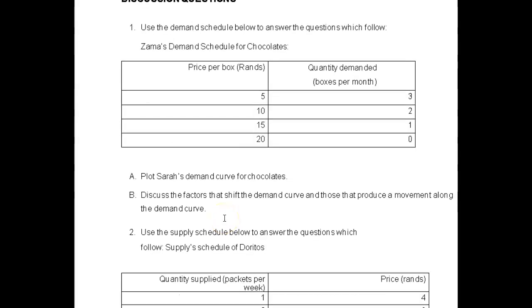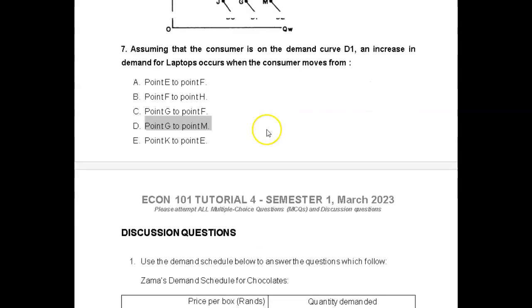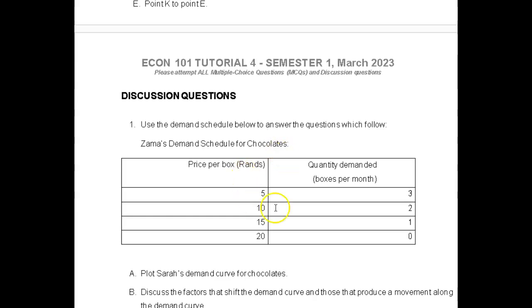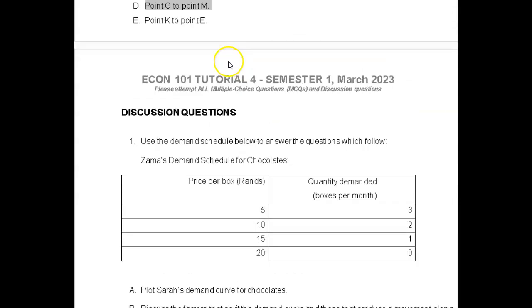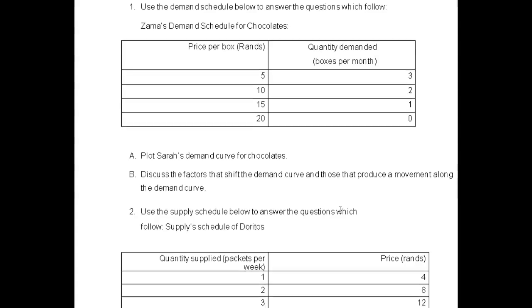The next one, use the demand schedule. So basically a demand schedule is just like a demand curve, but written in a box. So plot the demand curve for chocolates. Now plotting is not going to be in the exam, and you don't need to know it, but you know that quantity demanded is on the x-axis at the bottom, and the y-axis is price. So go on the x-axis, 3 and 5, and then match, and then you draw the demand curve, so it goes like this. But it's not going to come out in the exam, so don't worry.